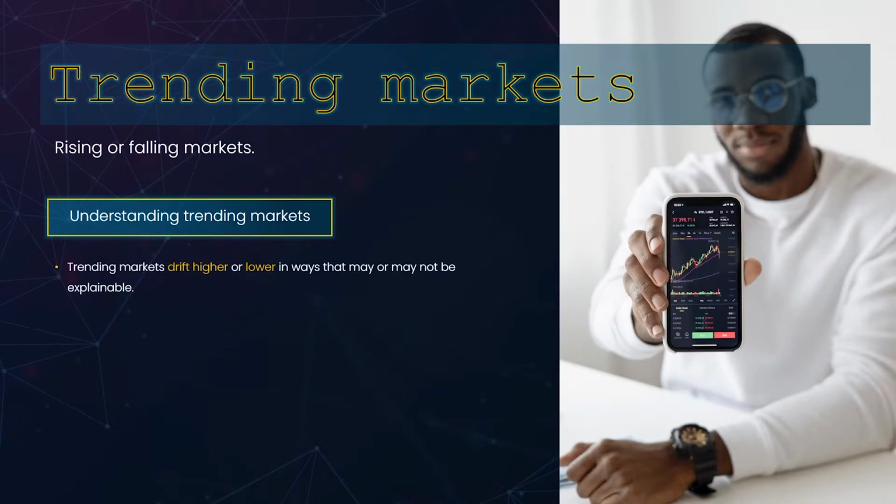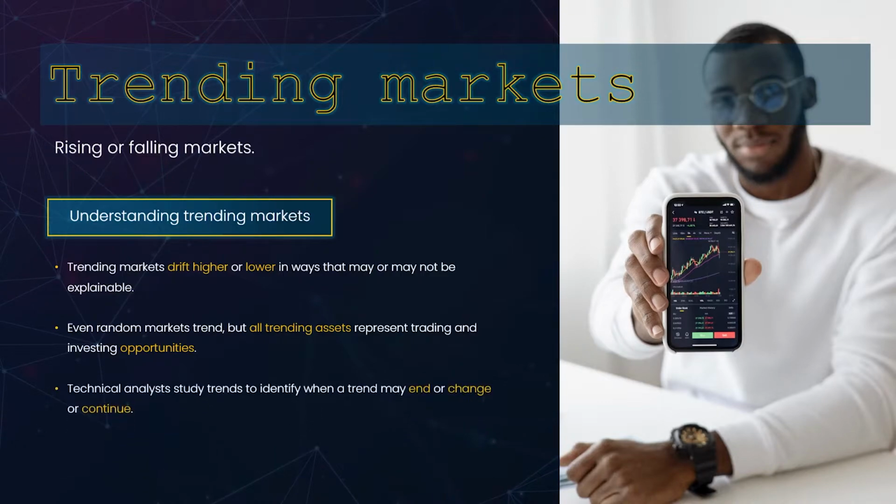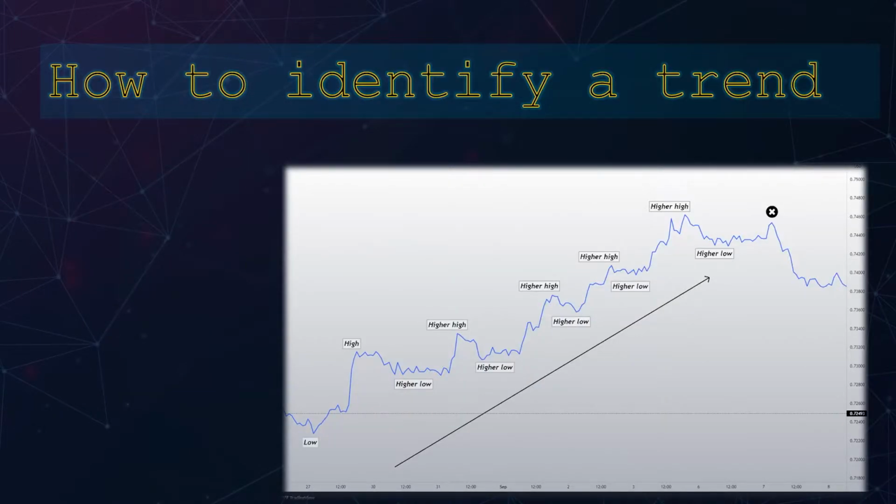Trending markets may drift higher or lower, in ways that may or may not be explainable. Even random markets trend, but all trending assets represent trading and investing opportunities. Technical analysts study trends to identify when a trend may end, change, or continue. Here we have an example of an uptrend. Now, how exactly do we identify that?